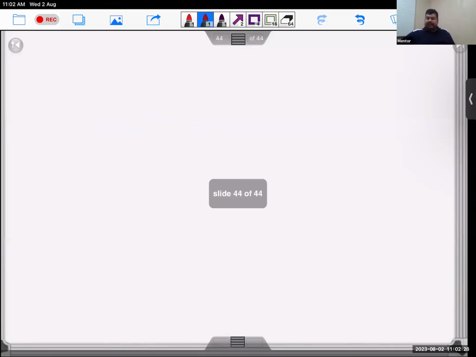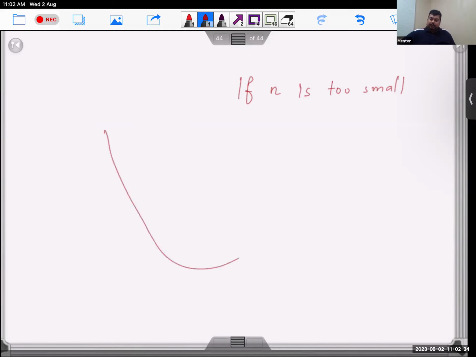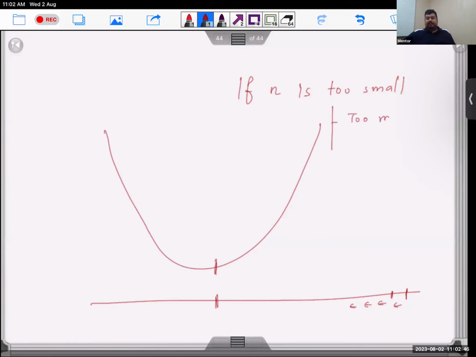And if eta is small, what will happen? Step size will be very less. So you'll be moving in chunks like this. It will take you a lot of time to reach the minimum. Too much time consuming. The number of steps that you require to reach would be a lot.